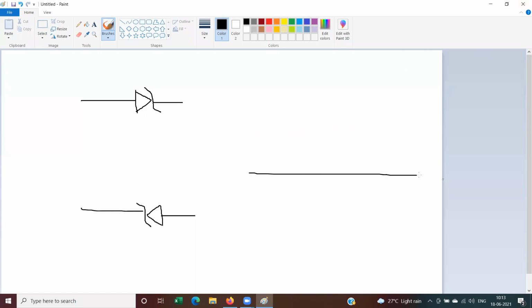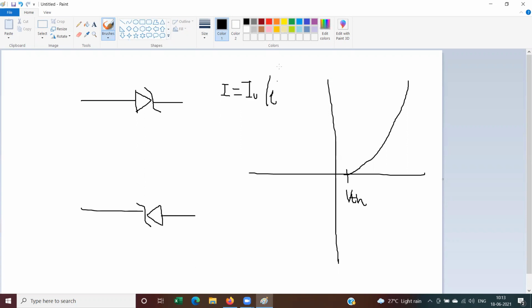So a Zener diode at forward bias behaves exactly like a PN junction diode. Same threshold voltage, V threshold, okay? Then it follows that exponential pattern, I equal to what sir had told you in your theory class: I equal to I naught e to the power V by Vt minus 1. So this curve it follows.